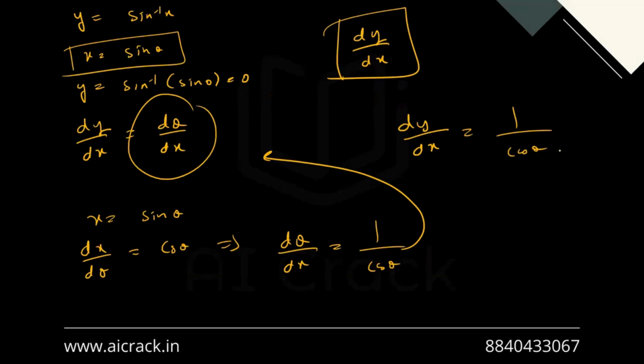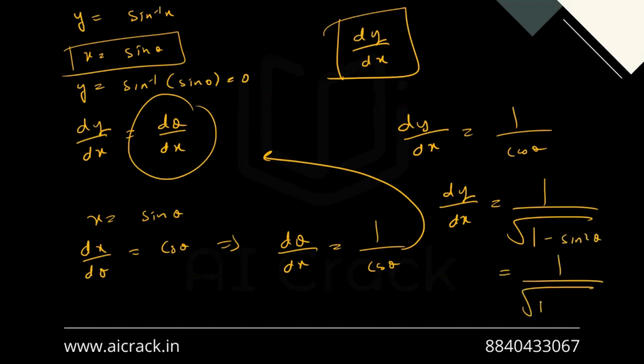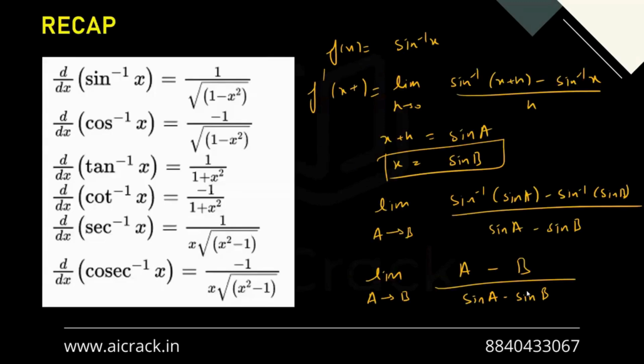Now, can we replace cos theta in terms of x? Yes, we can do that. So that would give us dy by dx equals 1 upon under root 1 minus sin square theta, right? So that would be 1 upon under root 1 minus x square. So this was the method where we didn't use first principle, but we still use the substitution method and derive the formula, right? Now, similarly, you can derive all these formulas with the help of the second method or first method. That's your choice. But eventually, you have to remember all of these formulas.